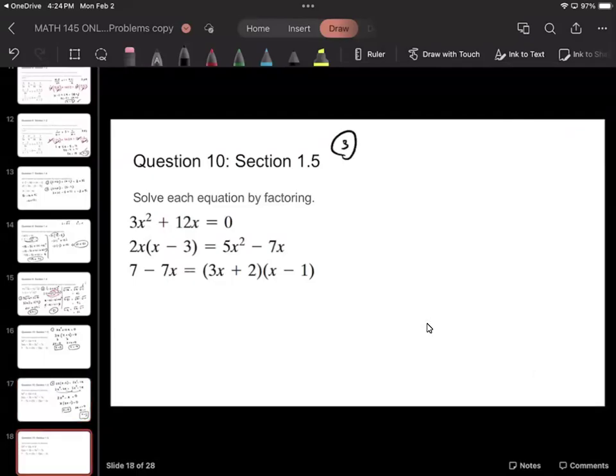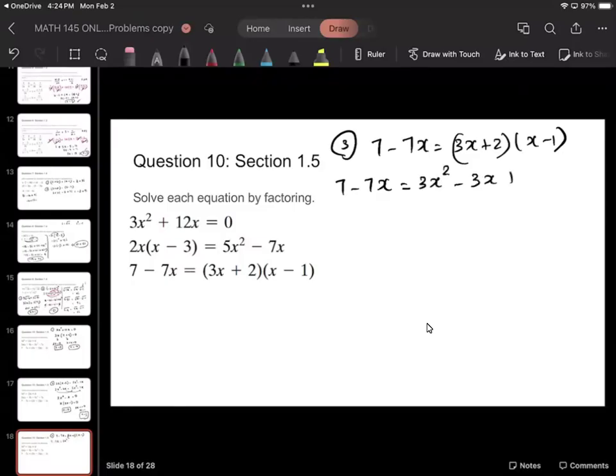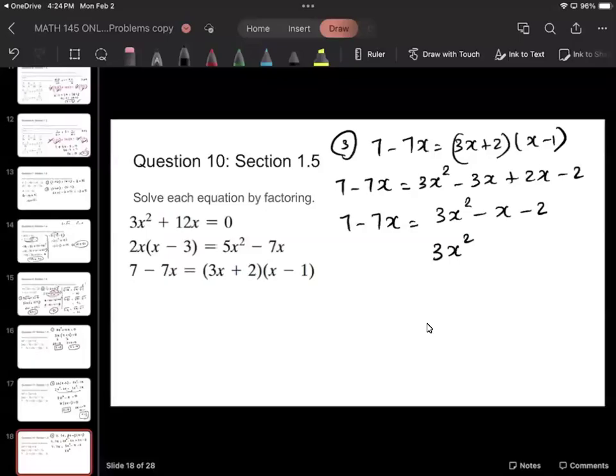Third one. 7 minus 7x equals 3x plus 2 times x minus 1. So I am going to distribute and FOIL on the right side. I have 3x squared minus 3x plus 2x minus 2. So combine all the like terms on the right hand side and you have this. Move everything over. So I'm moving the negative 7x to the right. It becomes positive 7x. So 7 minus 1 is 6. I move the 7 to the right. It becomes negative 7. So this is what I have.